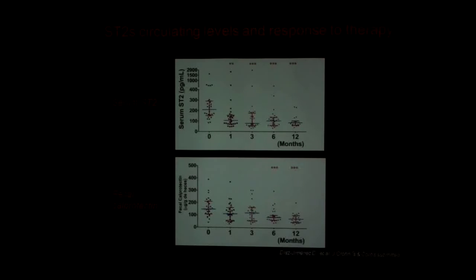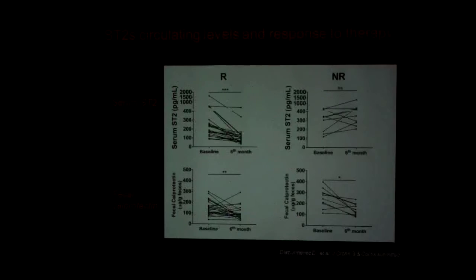For the fecal calprotectin, we used an ELISA kit that gives quantitative levels of this protein. So we made an association analysis between the levels of ST2 and fecal calprotectin at the baseline, when we start the follow-up, and at 6 months in the group of responders and non-responder patients.